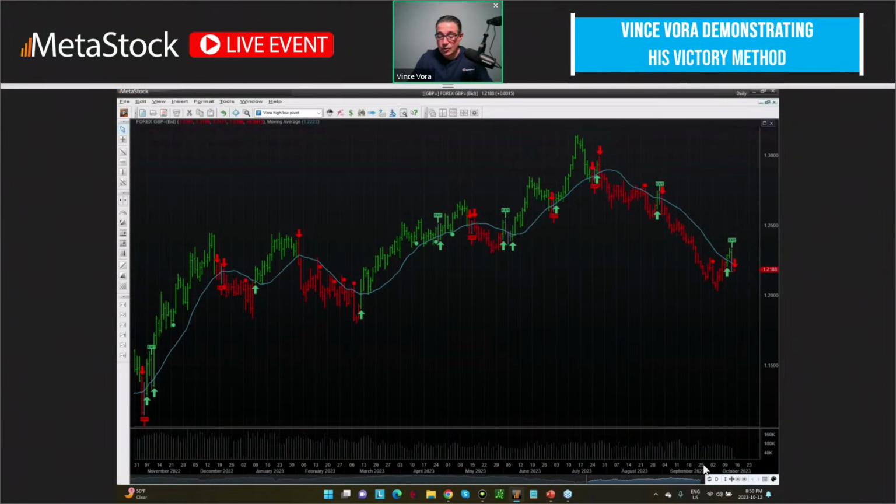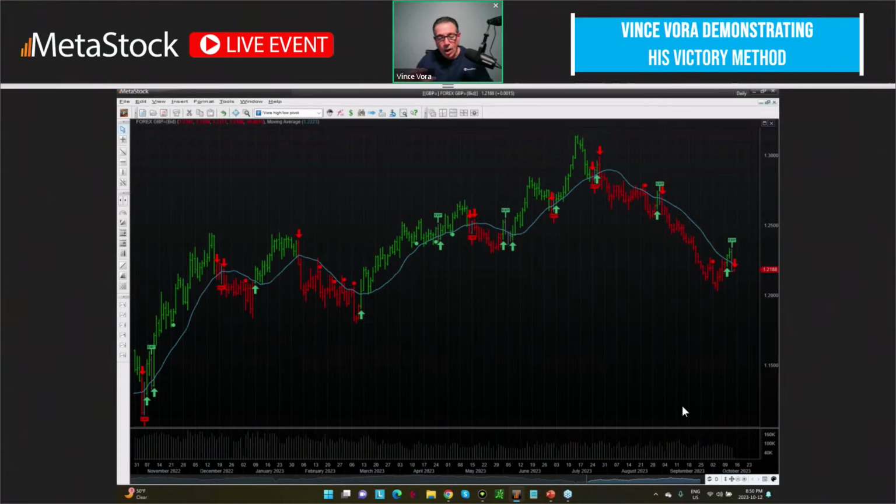The other thing I will tell you is that if you're trading on a lower time frame and you want to confirm how strong of a signal this is, you want to look at the two higher time frames. So in my case, I trade on the daily. I'm going to look at the weekly and the monthly to confirm that the trend is in the same direction.